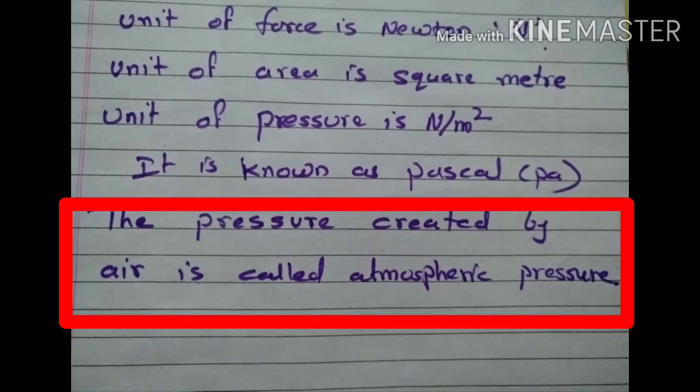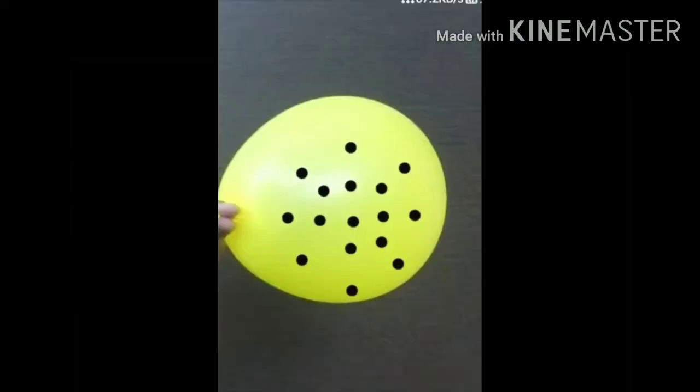Now atmospheric pressure. The pressure created by air is called atmospheric pressure. We know that air is made up of minute particles and these particles are very energetic. So they collide with the container and exert force. As a result, pressure is created. We learn with an activity. Now take a balloon and blow air inside it so it becomes inflated.